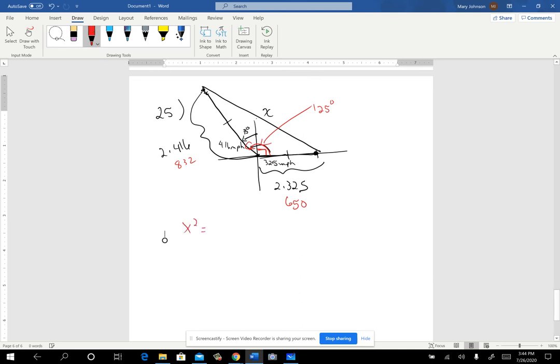Okay, x squared would equal 832 squared plus 650 squared, minus 2 times 832 times 650 times cosine of 125 degrees. And so basically you just have to work that out to get what's going to happen on that one. I just wanted to kind of get the setup done for you there. All right, so I think you can finish the rest of that and then check your answer and see.